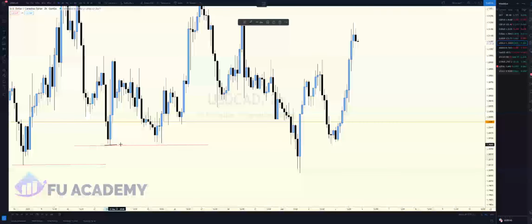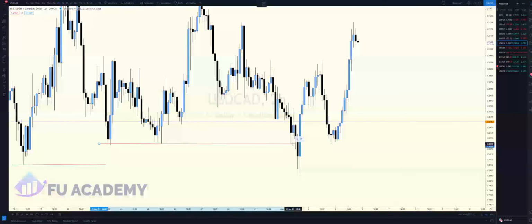I have equal lows cleared right here, and notice we actually had a triple bottom as well. So basically what happened right here is in this level we had a triple bottom established. This is a usual type of manipulation that you usually see the institutions do as well.